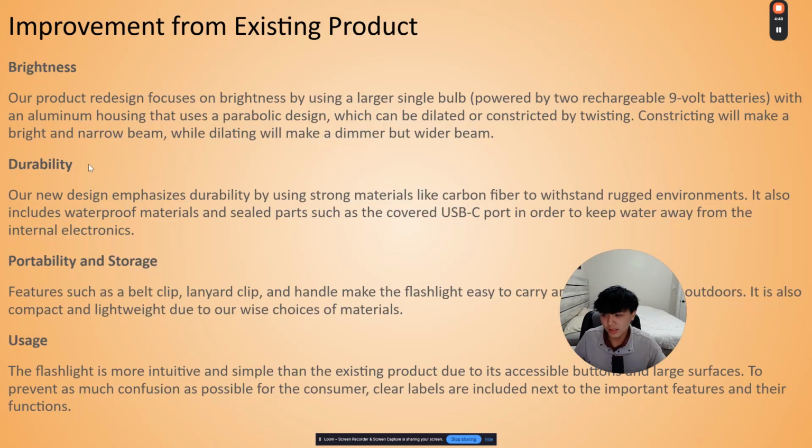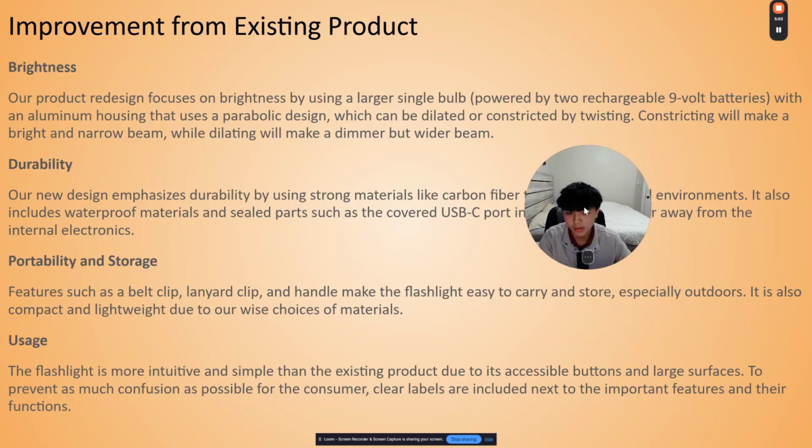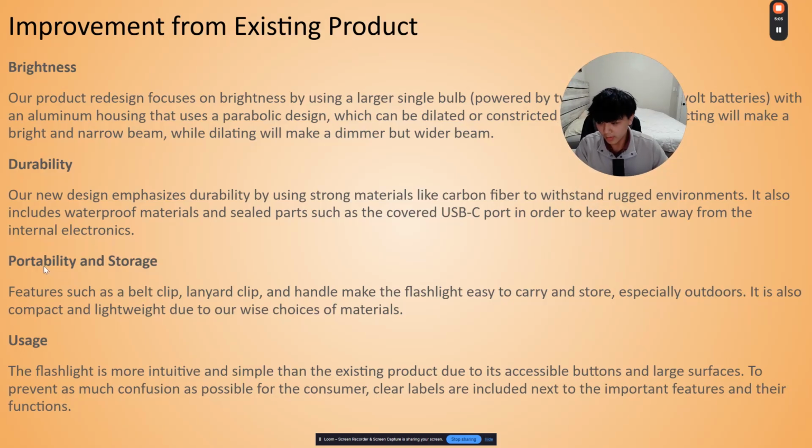These are important because they were our most important customer needs, and so by improving these, we got to make our redesigned product way better than the competitor. Some other improvements that we had were the portability and storage. Features such as a belt clip, lanyard clip, and handle make the flashlight easy to carry and store, especially outdoors. It's also compact and lightweight due to our wise choice of materials.